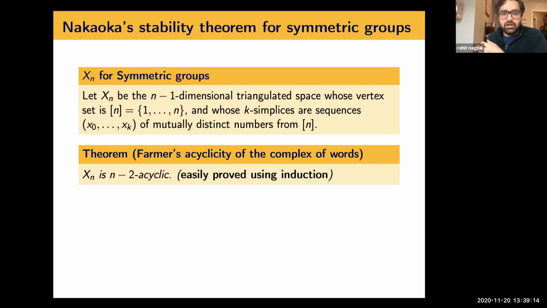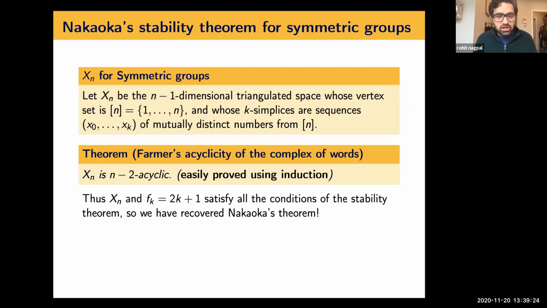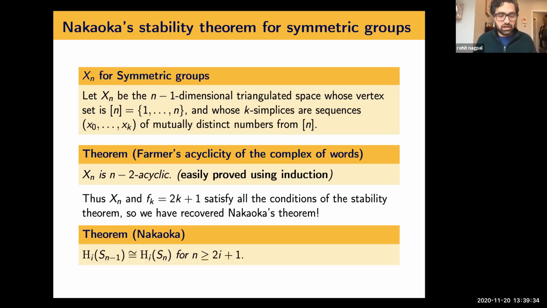The hardest condition in that sequence of conditions that I said is the first one, acyclicity, and the other ones are actually quite easy to prove. So this Xn and f(k) equals 2k plus 1 satisfies the conditions of the stability theorem. So we have proved Nakaoka's theorem.